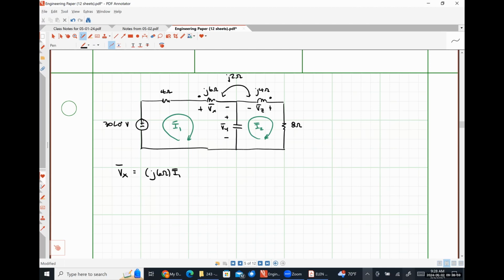All right, now we have our mutual term. So what sign should our mutual term have? Negative, because the positive polarity terminal is at the dot, but the current I2 is flowing into the undotted terminal of coil 2. Absolutely right, or coil Z or whatever you want to call it. Okay, so negative sign. What should the value be? J2 ohms.